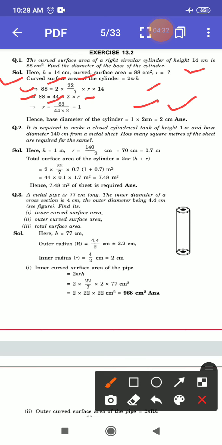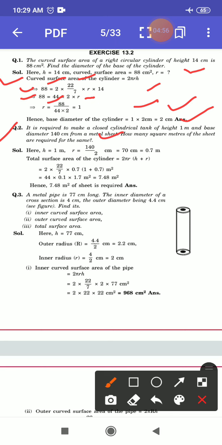Now we will explain question number 2. Question number 2 is: it is required to make a closed cylindrical tank of height 1 meter and base diameter 14 centimeter from a metal sheet. How many square meters of the sheet are required for the same?